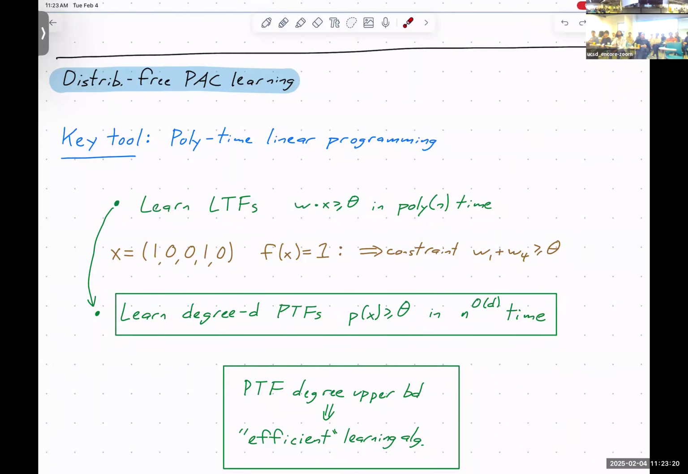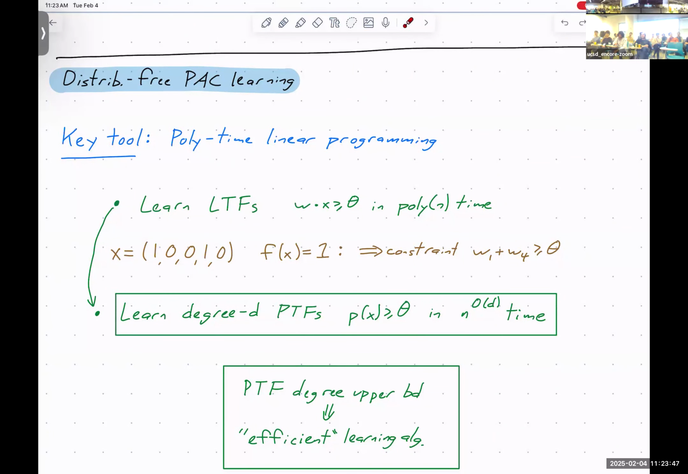polynomial time and polynomial number of features or variables, you can learn degree D PTFs, polynomial threshold functions. So functions of the form: I have a degree D polynomial and I output 1 or 0 depending on whether or not it exceeds some threshold, in time polynomial in n to the d. Because the degree D polynomial is just like a linear form over kind of meta features or expanded features or monomials. Makes sense? Nothing fancy or complicated, just a feature expansion.